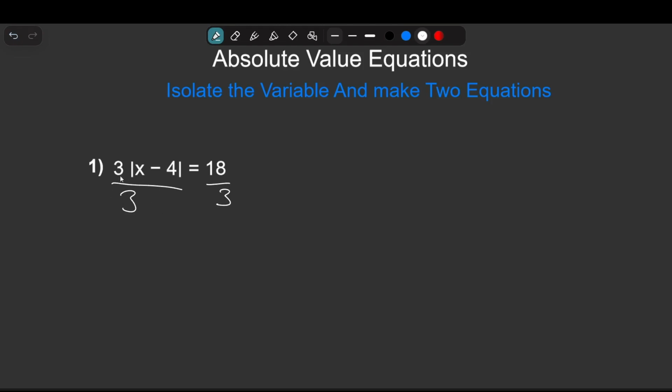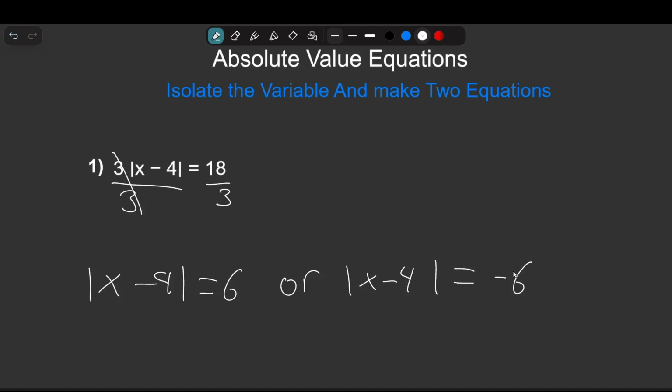When we divide 3 by 3, it cancels each other out, so we are just left with our absolute value, x minus 4. Now we have 18 divided by 3, which will equal 6. So now we have the absolute value of x minus 4 equals 6. Or we can do x minus 4 equals minus 6.